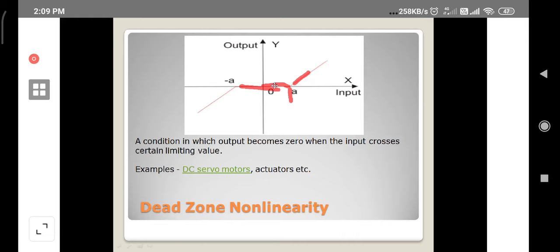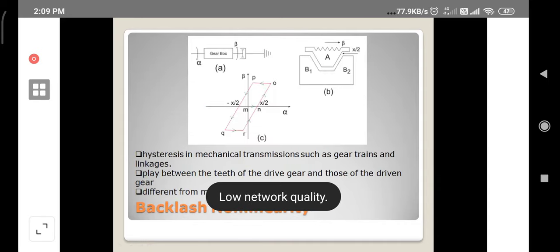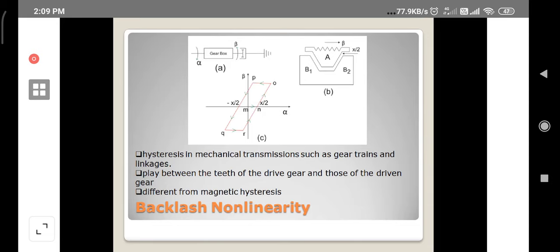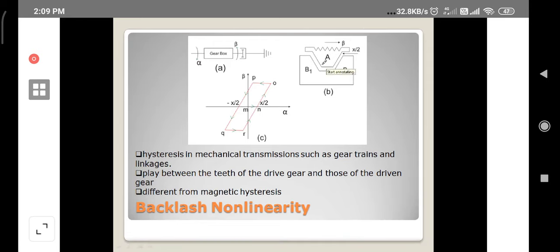Okay. Then backlash nonlinearity. This backlash nonlinearity normally happens, or we can see it, in mechanical gear systems. In mechanical gear systems, we can see that there is a drive gear train and a driven gear train.